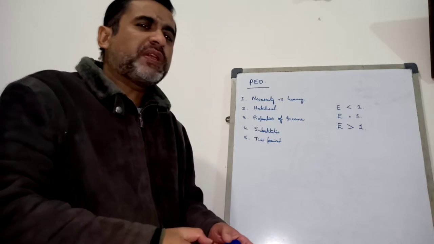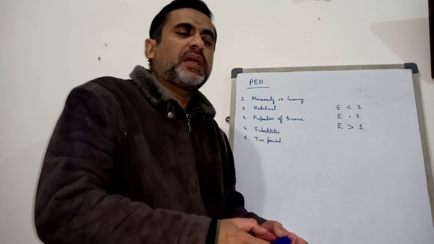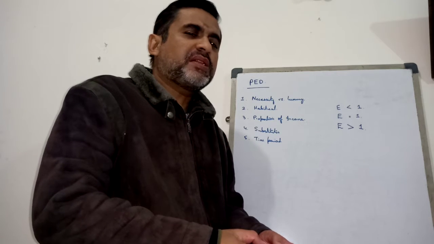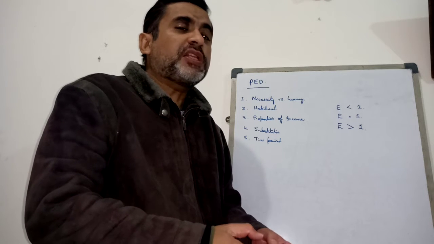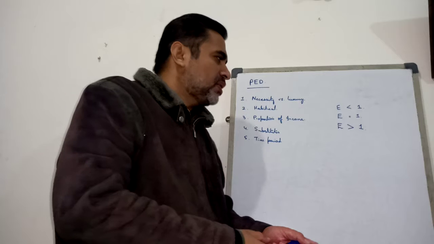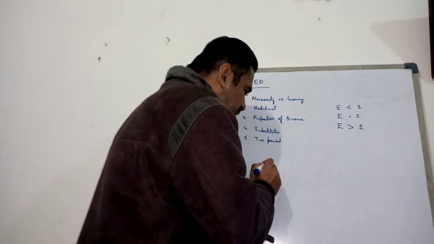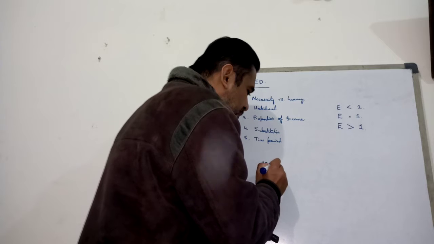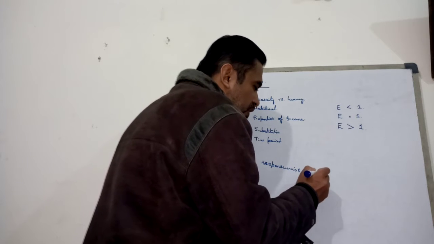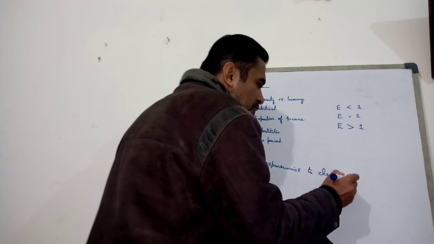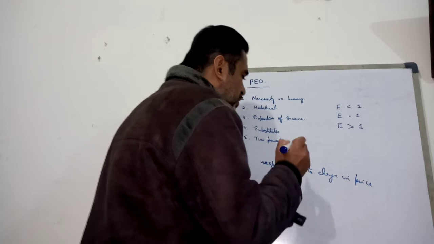So then how will we define elasticity? Elasticity is the responsiveness of quantity demanded to a change in price, okay? So if we write it down, then elasticity is the responsiveness to a change in price. Responsiveness of quantity demanded to a change in price.